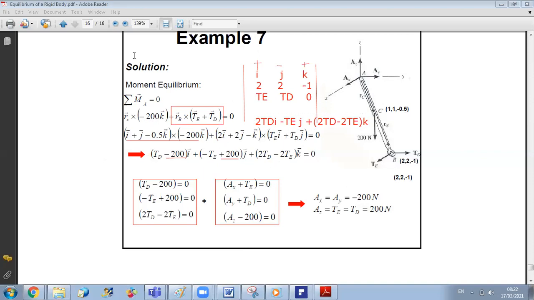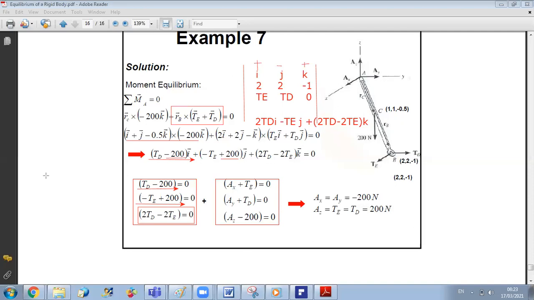And now I will obtain by comparison along I, j, k 3 equations. The first one is that TD minus 200 equal to 0. So this will give me that TD equals 200. The second equation will give me that TE is equal to 200. And as you will see here, the third relation is just a verification one, because here you have 6 equations, 5 unknowns. So the sixth relation will not give you any additional information. It will just tell you if equilibrium is possible or not.